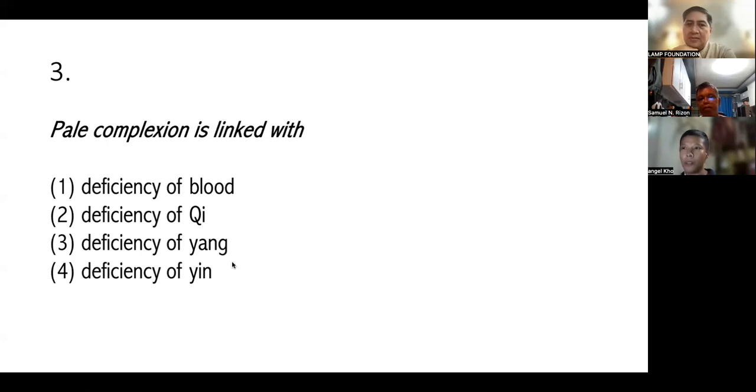Okay. Then deficiency of Yin, only the cheeks are red. Only the cheeks are red. Okay. So it's a malar flush, so you cannot say that deficiency of yin has a pale complexion. Yes po, Doc, because the cheeks are reddish. So your answer is letter A, 1, 2, 3.